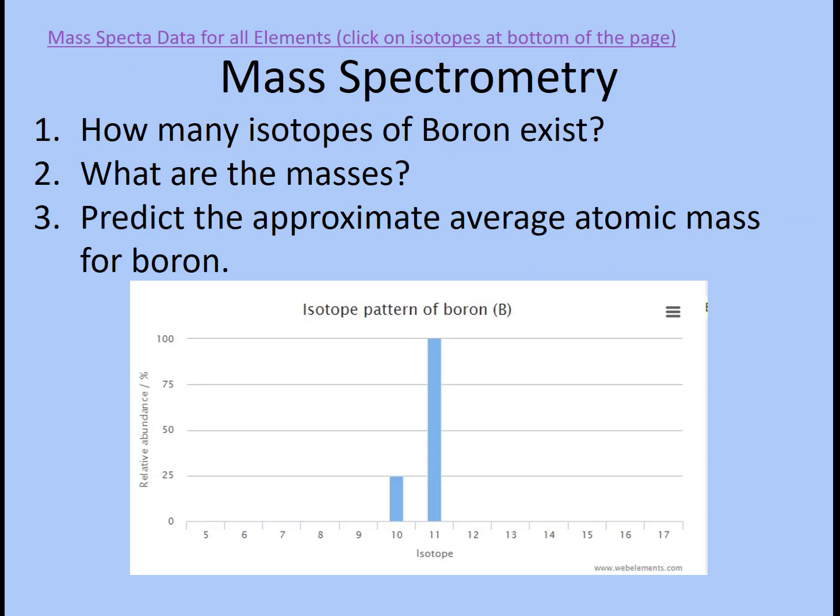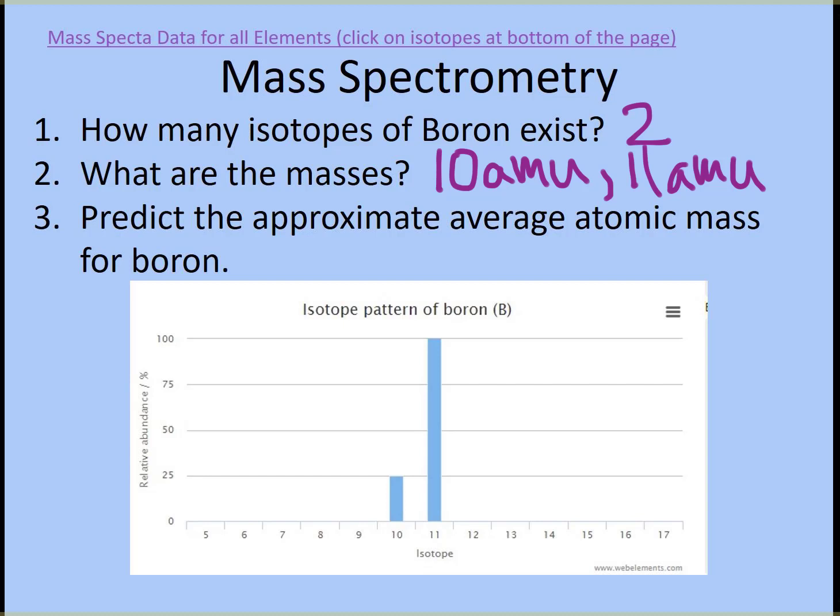So when you get something like this, you should be able to answer the following questions. First of all, how many isotopes of boron exist? Well, I can see 2 peaks, so 2. And what are their masses? So I have a mass of 10 atomic mass units and a mass of 11. And it says predict the approximate average atomic mass for boron.